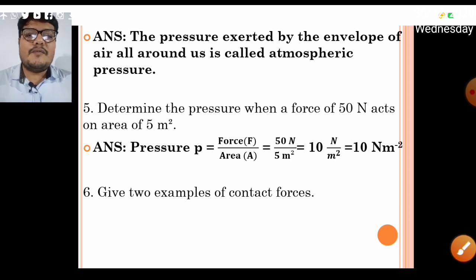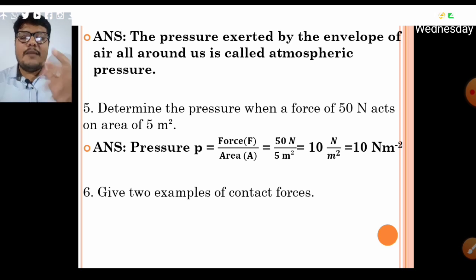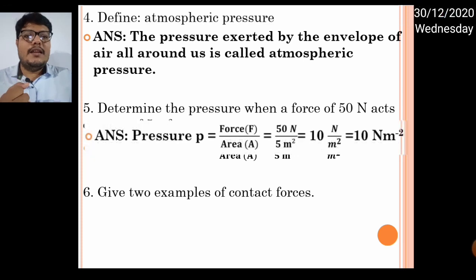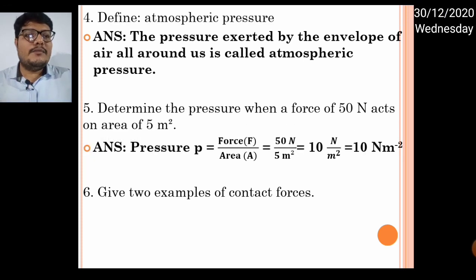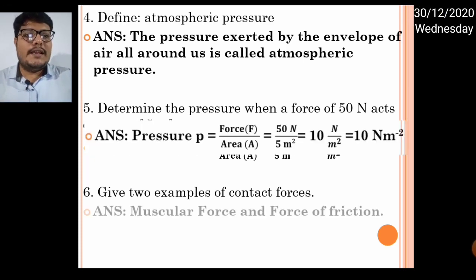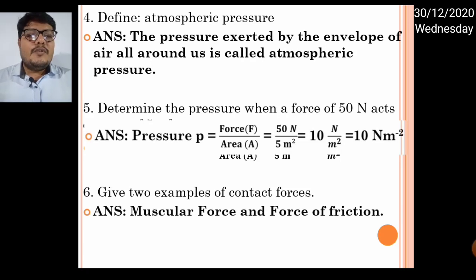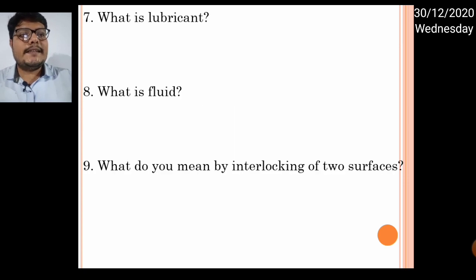Give two examples of contact force. You can write here frictional force, you can write muscular force. Frictional force means when one surface moves on the other surface, so this friction comes into action. And muscular force means you are holding something, so that becomes your muscular force. Okay, let's see here, muscular force or force of friction. Okay, let's see next now.